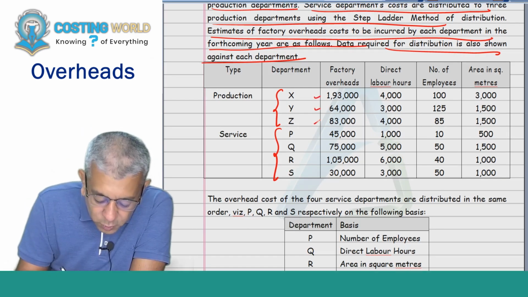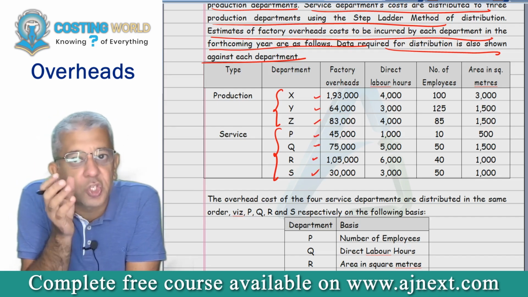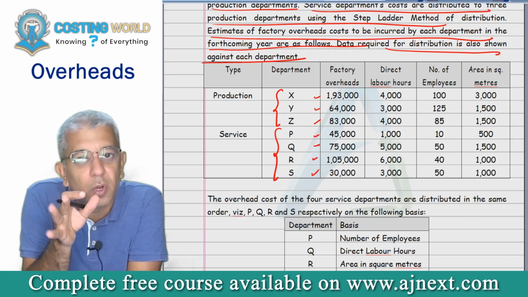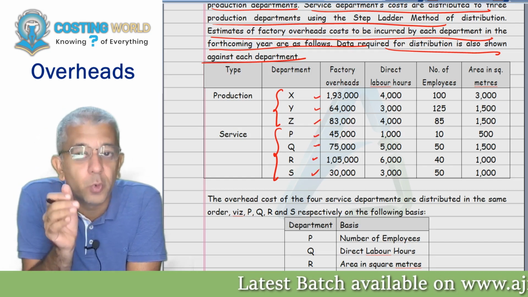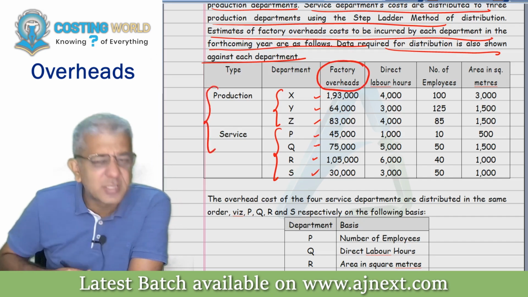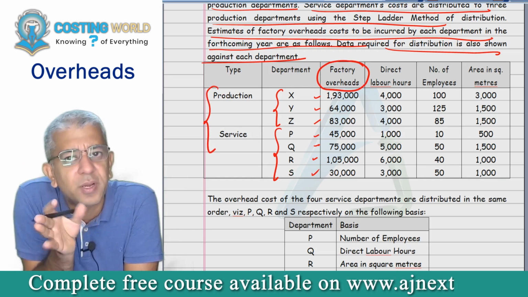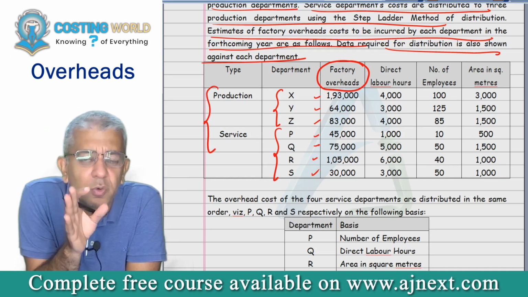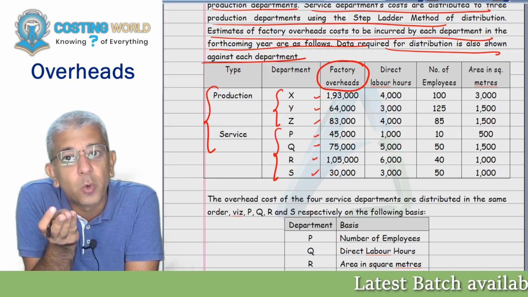Now, in the first few questions, we already have allocation and apportionment done for you. The only thing that we will have to be doing is reapportionment. How do I know that? Because factory overheads is directly given for all the departments. They have not given a list like, this expense, and then we have to try to be dividing it. They have directly given the overheads for each and every department. That means they have already done the allocation and apportionment.